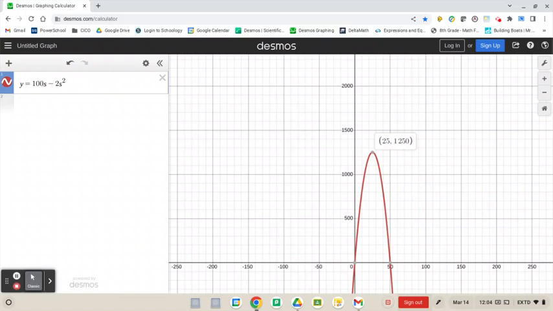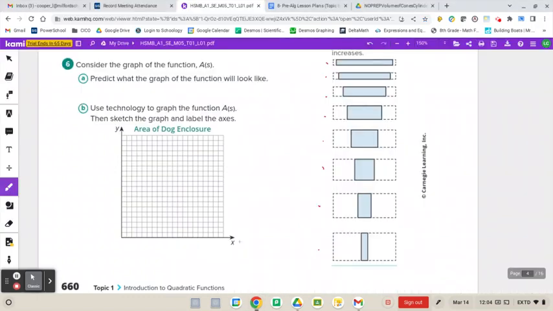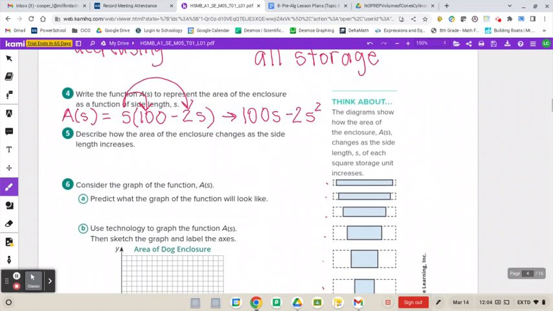If you look here, S and X are kind of the same, right? So my S is storage unit, and we're trying to find the area. A is area. So my X value is going to be storage length. My Y value is going to be area. So that 25, 1250 says if my storage unit's 25, then my area is going to be 1,250.